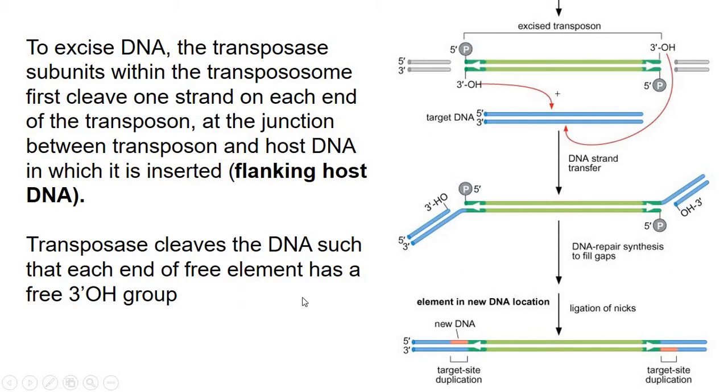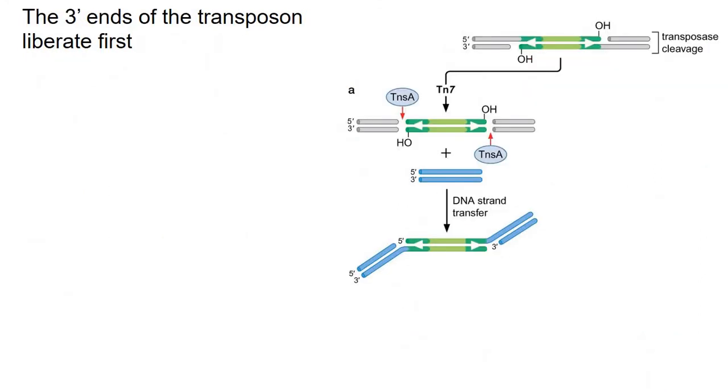This transposase cleaves the DNA in a way that, as I said, the free element has a 3' hydroxyl group. These 3' ends of the transposon liberate first, or here, this is a better example of what happens. The transposable element makes this cut at the 3' ends. So these 3' ends liberate first. The 5' end is still joined with the host DNA. Now, different transposable elements have different ways to cut the second end. In some transposable elements, this hydroxyl group here will make the cut on this end as well, and we will talk about that later. In some transposable elements, it's a different enzyme that comes and makes that break.